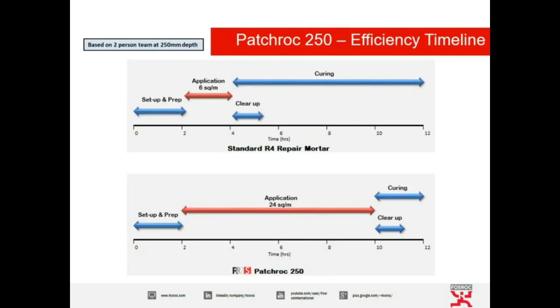Okay, so keeping in tune with Ian's slide on the efficiency timeline, let's have a look at how that actually looks in reality. So based on a 2-person team at 250mm deep, you can see a standard R4 repair mortar, and we'd happily include our own into here, so we're not looking to knock competitors. A lot of our own R4s would fall into this bracket. A couple of hours to set up and prepare, 6 hours per square metre at about that 250mm depth, and then upwards of 8 hours worth of curing to enable enough strength within that concrete to be sufficient.